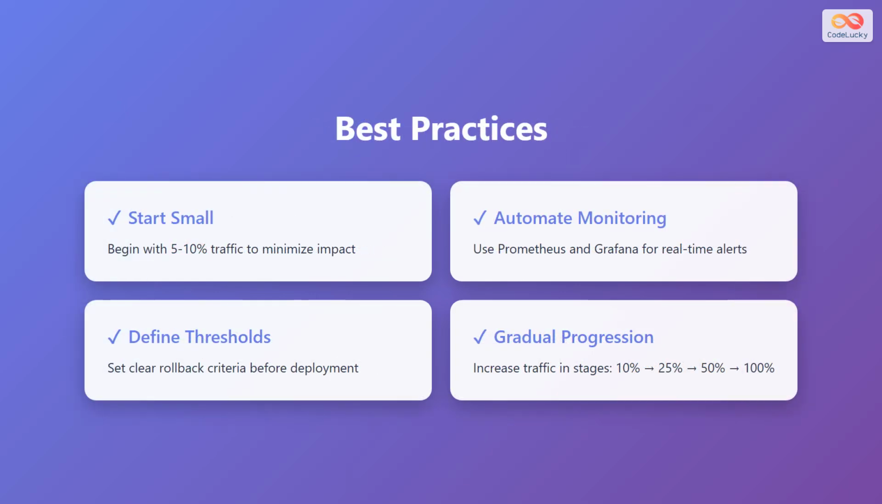Following best practices ensures successful canary deployments. First, always start small by beginning with 5 to 10% traffic to minimize the impact of potential issues. Second, automate your monitoring using tools like Prometheus and Grafana for real-time alerts when metrics exceed thresholds. Third, define clear rollback criteria before deployment so you know exactly when to abort the rollout. Finally, use gradual progression by increasing traffic in stages, such as 10%, then 25%, then 50%, and finally 100%.